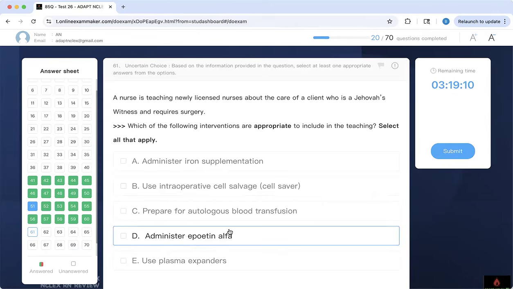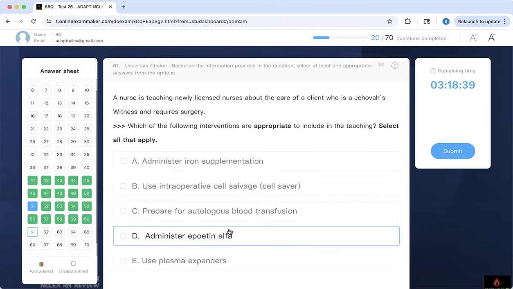You may see it, you may know it, but be careful when you pick them. There will be some that may distract you. One of these is this. It's teaching a newly licensed nurse about the care of a client who is a Jehovah's Witness and requires surgery. Which of the following interventions are appropriate to include in the teaching? Select all that apply. Administer iron supplementation. Use intraoperative cell saver. Prepare for autologous blood transfusion. Administer epoetin alfa and use plasma expanders.